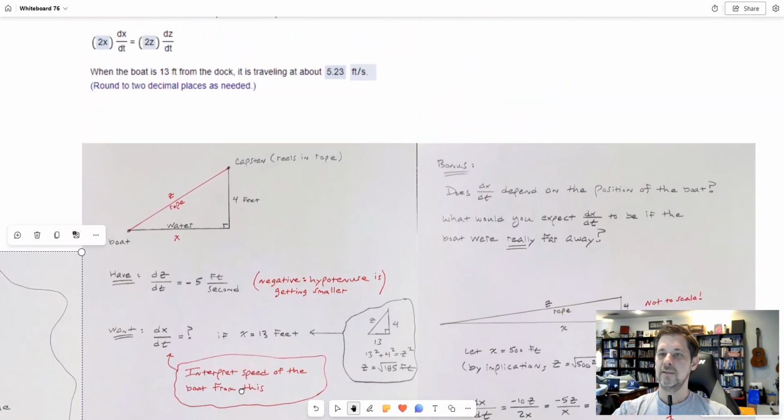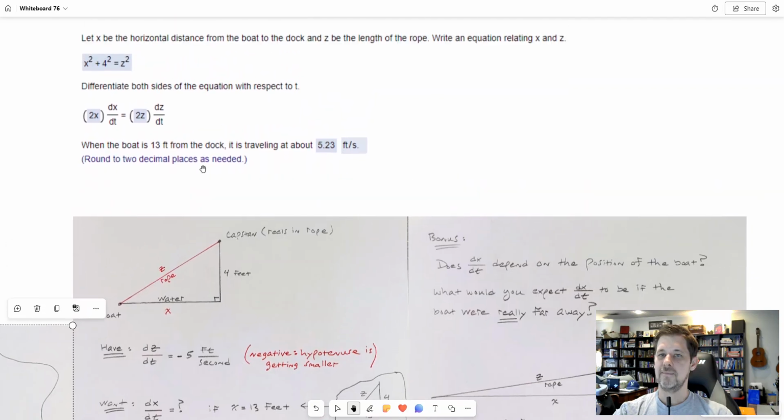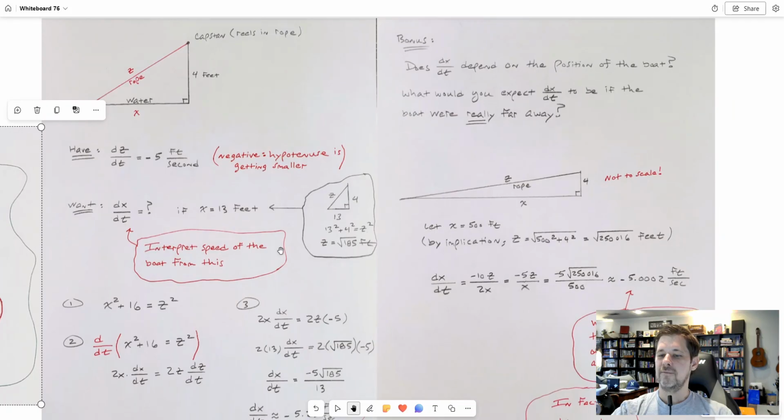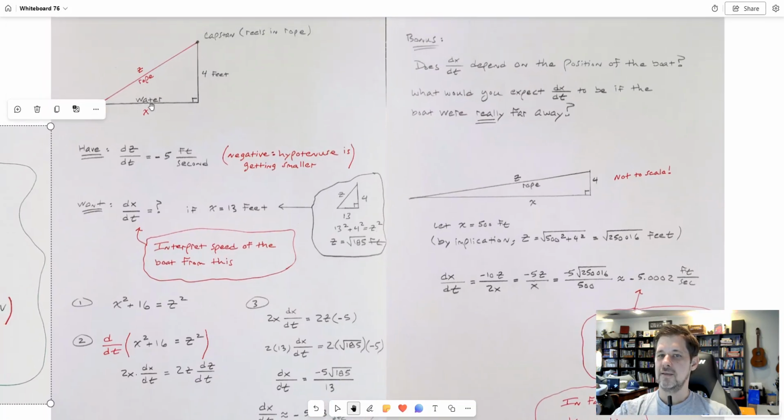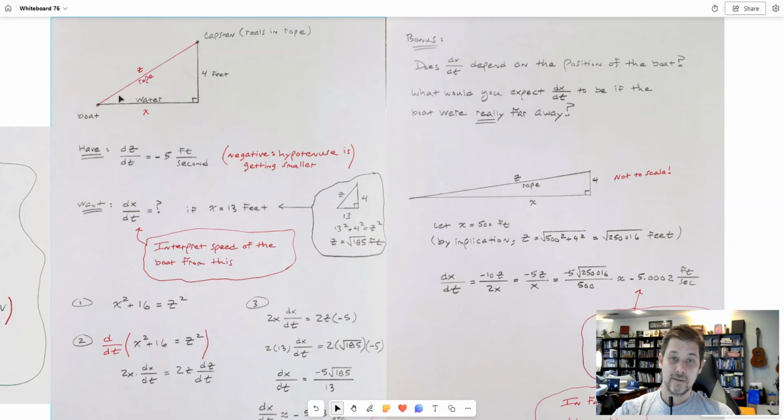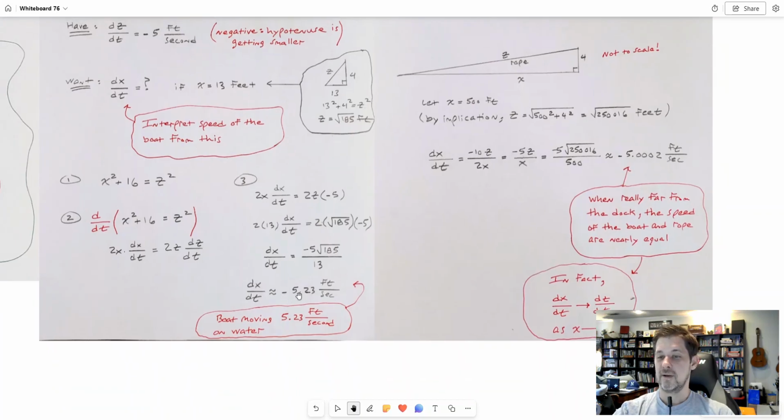Now, why isn't -5.23 feet per second the answer? I see here on my math lab, it says 5.23 feet per second. Well, think about the question. It's basically saying, how fast is the boat moving on the water? What I've figured out is that this horizontal aspect, the base of the triangle, this side that I'm labeling x, is getting smaller by 5.23 feet for every second that goes by.